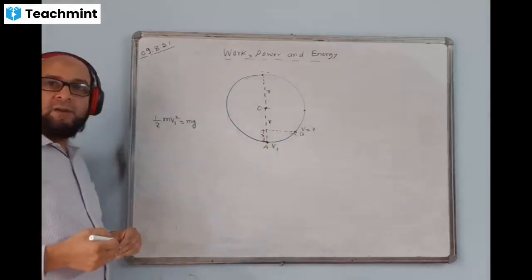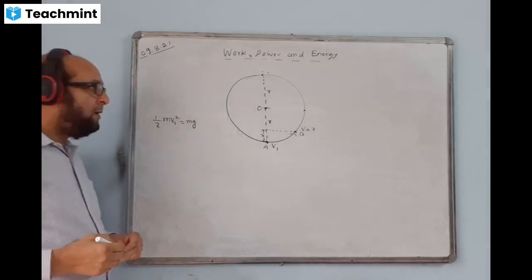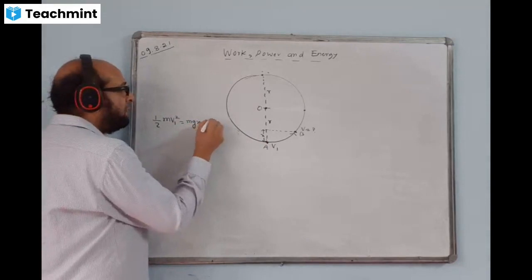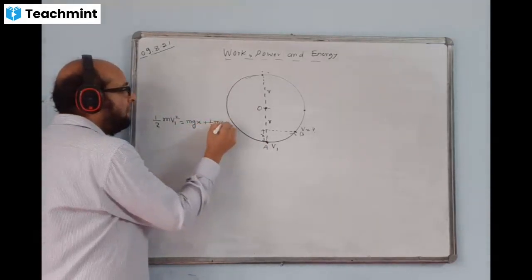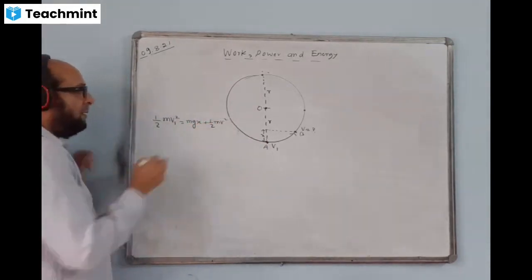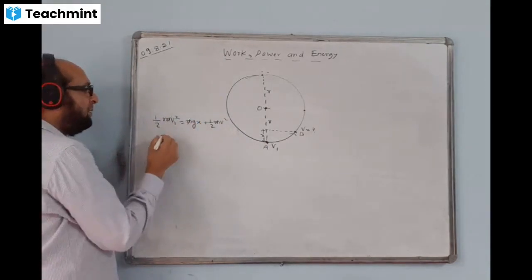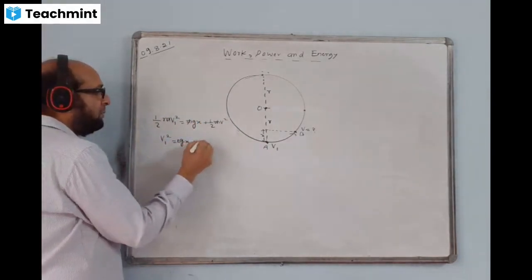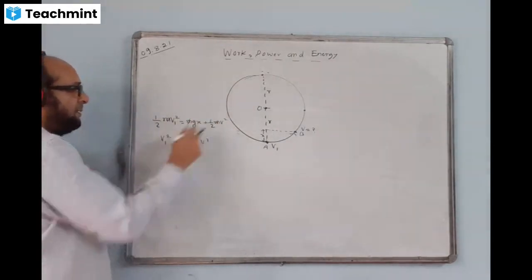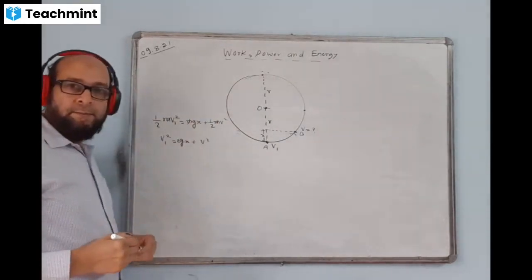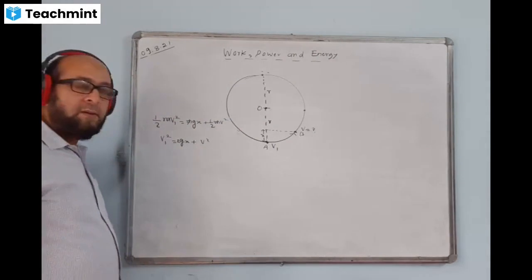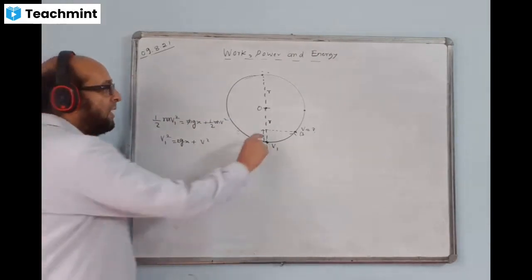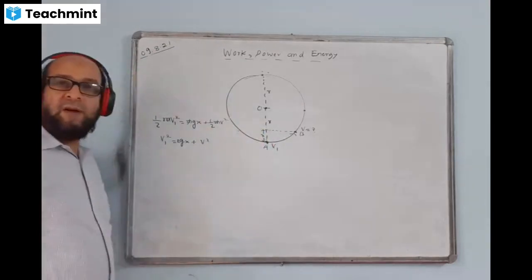This height is x. And that's mg into x plus half mv square. The m cancels, and we have the same system: v1 square is equal to 2gx plus v square. Cross multiply. This is the answer. But here you should know how to calculate the value of x, how to find the value of x.